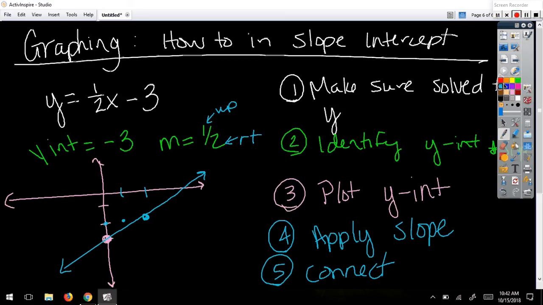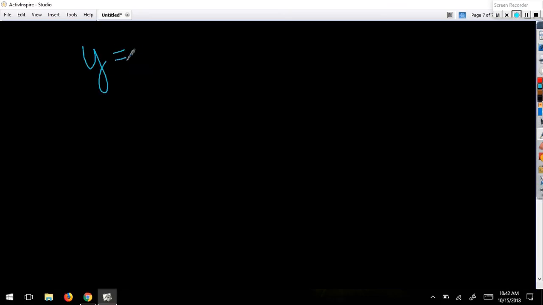All right, let's do another. No, we just started on our homework. I got to do a few more examples with you. Alright. Let's do a negative slope. Maybe you go left.